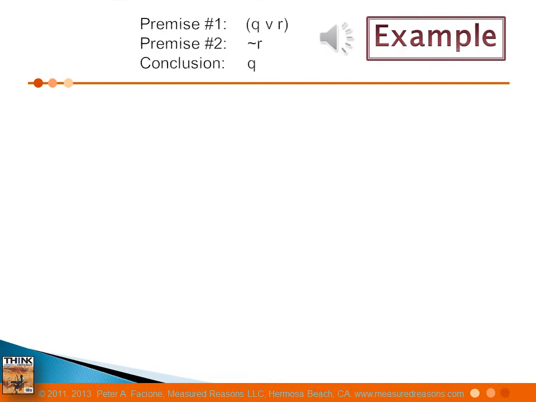Let's now put together what we've learned about truth tables and about implication to form a test for the validity of arguments at this level of logic. In our little example, we have two premises and a simple conclusion, the letter Q. If the argument from these two premises to Q is valid, then we could say that the conjunction of the premises implies the conclusion at this level of logic. And we can use a truth table to test whether or not this implication holds.